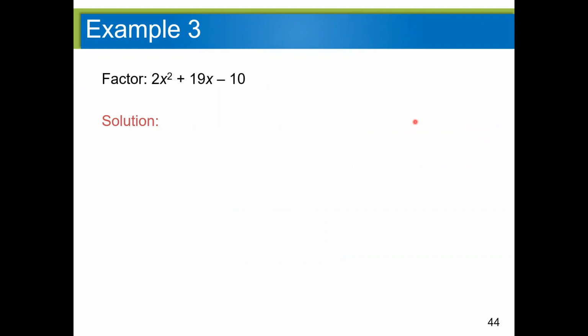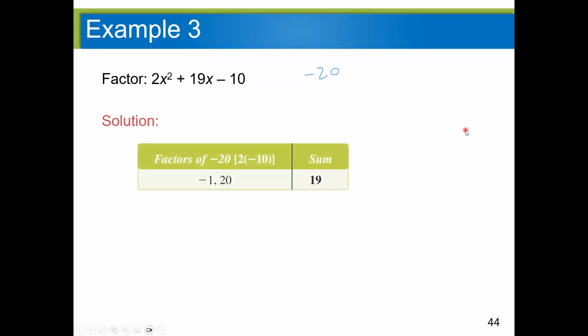So again, what do I do here? Well, I need to find factors that multiply together. So I need to multiply a and c. So 2 times negative 10 is negative 20. And then what factors of negative 20 will add to positive 19? I can run through all my factors of negative 20 until I hit 20 and negative 1. 20 and negative 1 add up to 19. So I know negative 1 and 20 are my inside and outside terms of my FOIL.